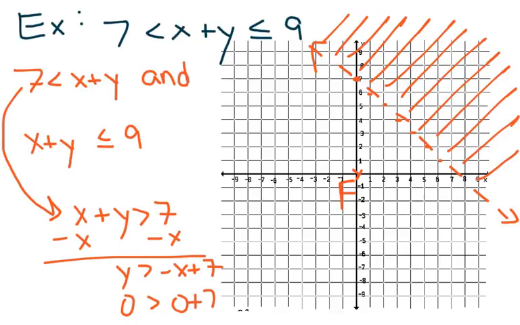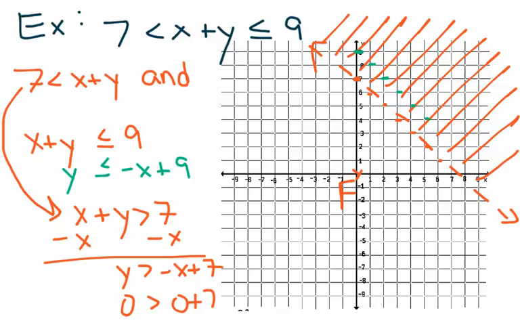Now, let's solve the second inequality for y. I'm going to skip a step now because all you're doing is subtracting x. So you get y is less than or equal to negative x plus 9. So the y-intercept is 9. The slope is negative 1. So you go down one, to the right one, down one, to the right one.